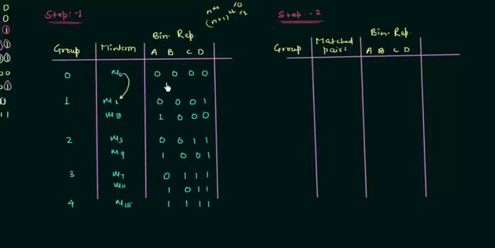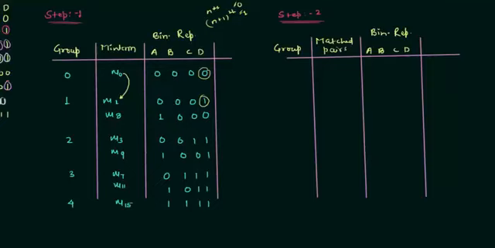So let's see. A, B, C are 0 in case of M0, and also they are 0 in case of M1, but D is 0 for M0 and it is 1 for M1. So we can say only one variable is changing. Hence M0 M1 is a matched pair, and we have to identify the matched pairs from this table, and we have to fill the matched pairs in step number 2. So this is what we have to do in step number 2 in this table number 2.